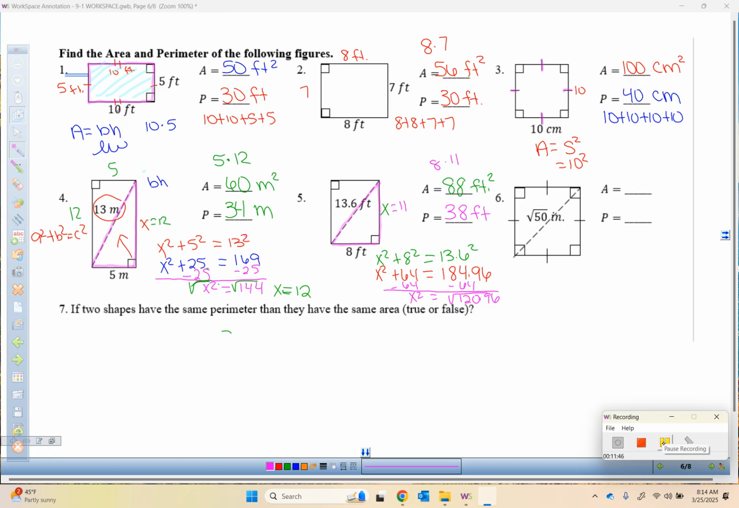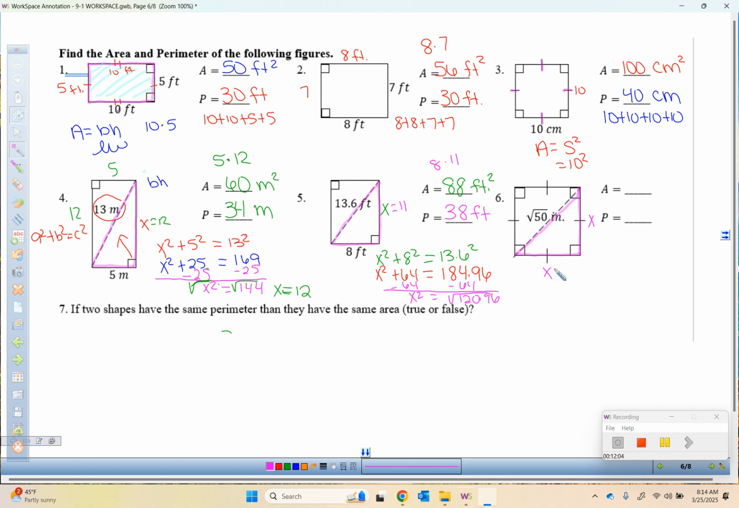Okay, so let's look at number 6. Same thing. It doesn't give us a base or a height this time. So we do have this diagonal, though. We know we have a right triangle. So I know I have a side here, and I have a side here, and I know they're the same because it's a square. And I also know the formula for area is s squared.